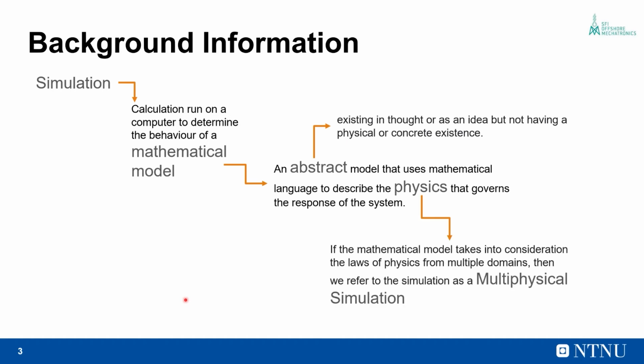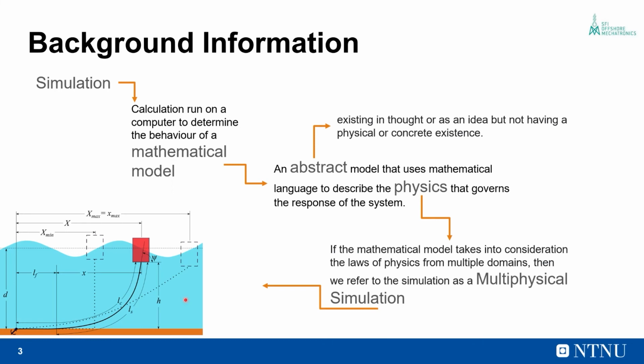the output. Now, if the mathematical model takes into consideration physics from multiple domains, then we refer to the simulation as multiphysical simulation. System, in this case a catenary moored buoy, to describe the interaction of the mooring chain with the seabed, we use physical laws from the domain of soil mechanics.